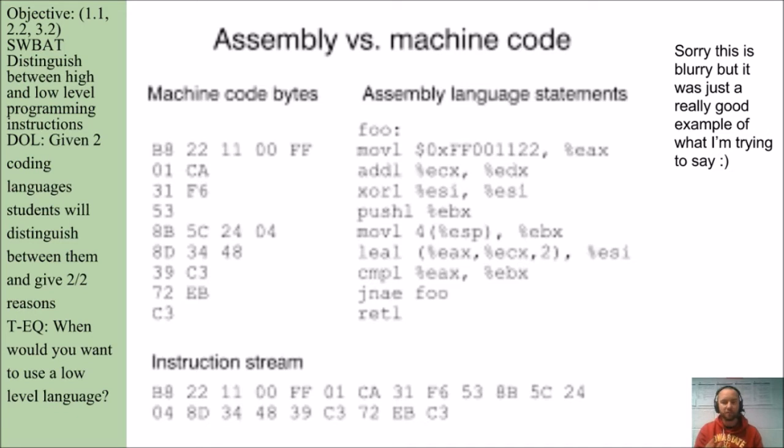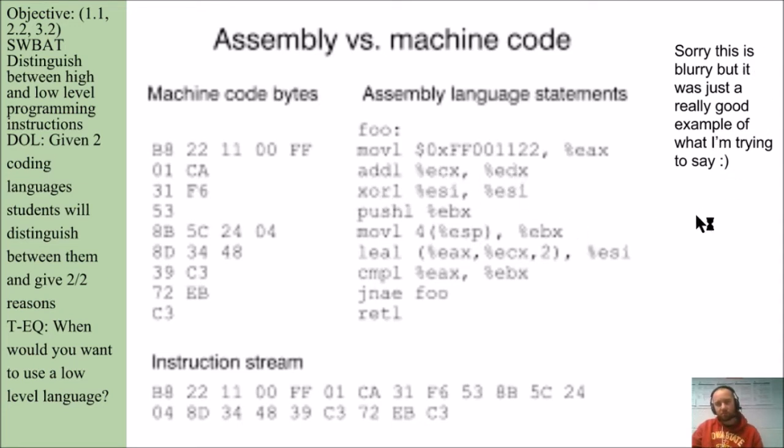I apologize that this is so hard to read, but I just really wanted to comment on here. This is assembly versus machine code. So you have machine code bytes done in hexadecimal right here, and you can count them, right? There's 1 byte, 2 byte, 3 byte, 4 byte, and so on. And then here's the assembly code. So it says move 1, and then here's the hexadecimal, FF001122. So it's just this backwards, right? And then here's the name of a register right there. So this must be the instruction, move. And then to add this register to the other.